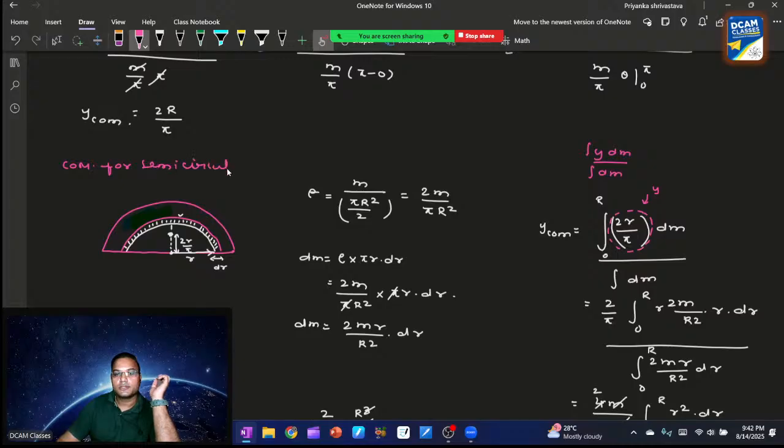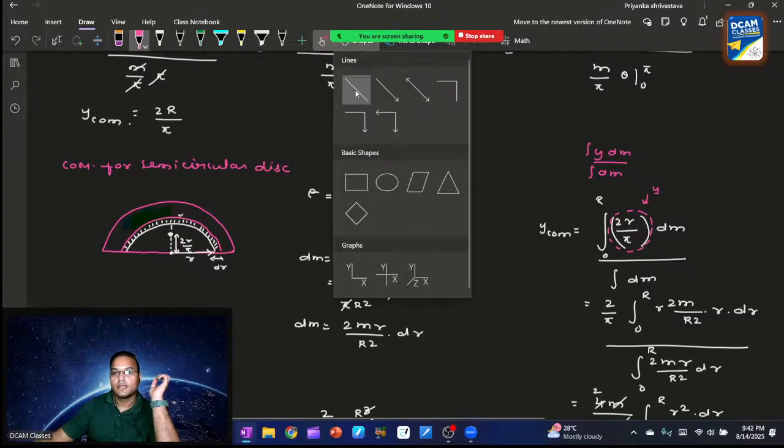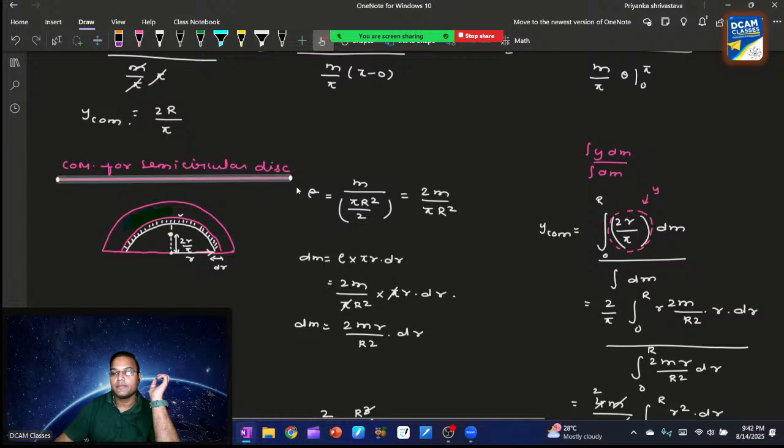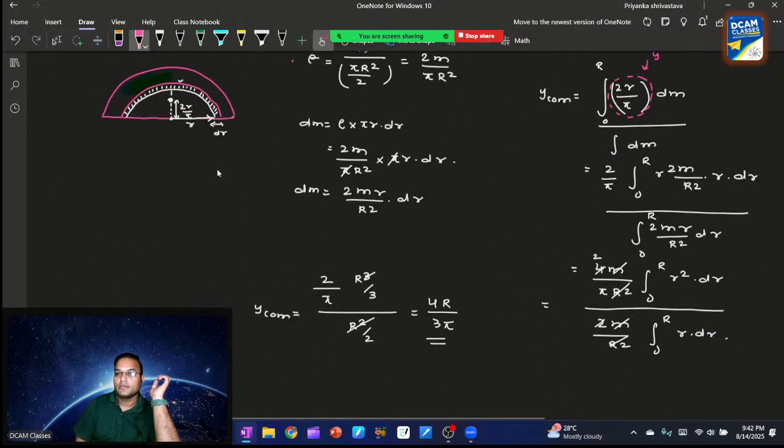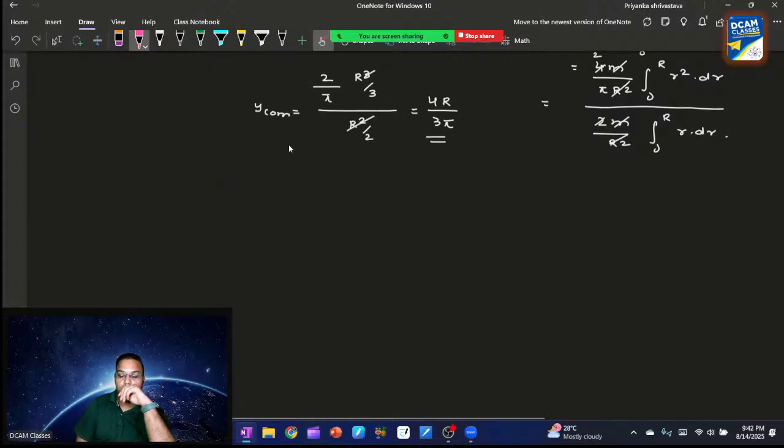But this is the process. These derivations you won't find anywhere. At most, they can give you the ring one, but this part they won't tell.